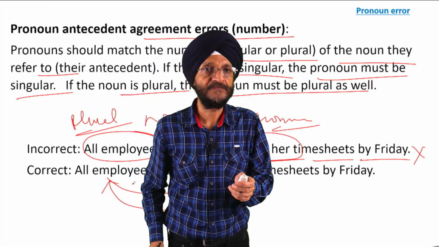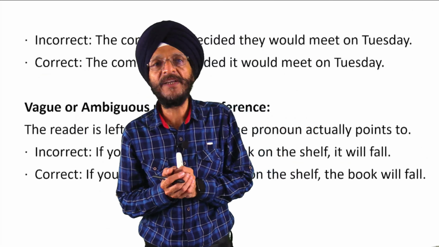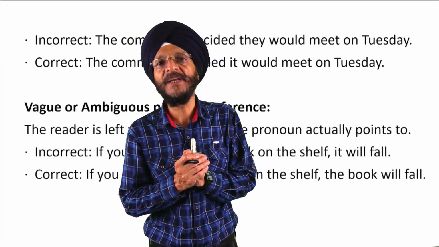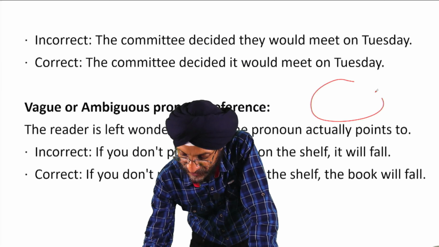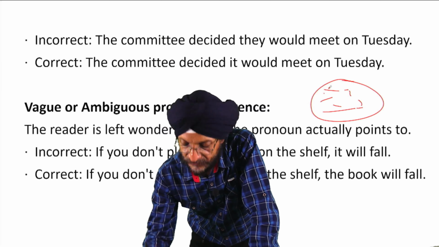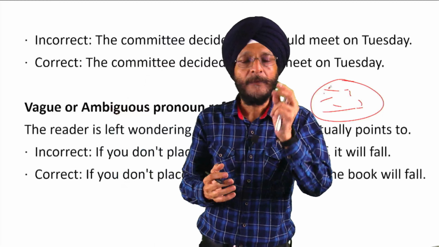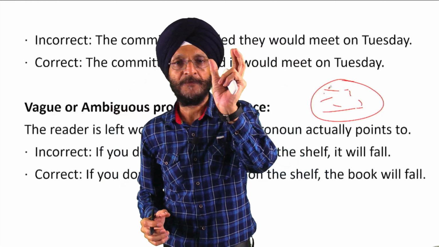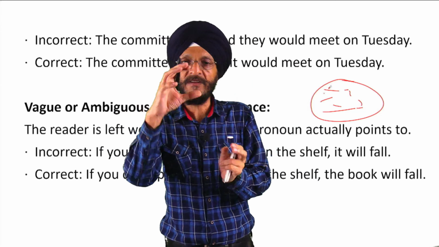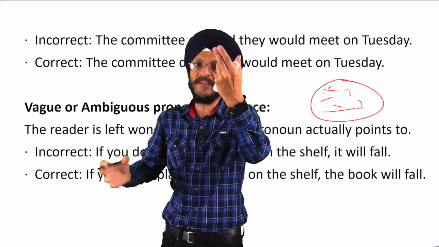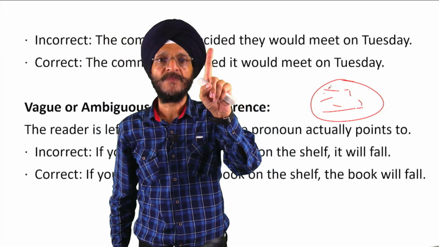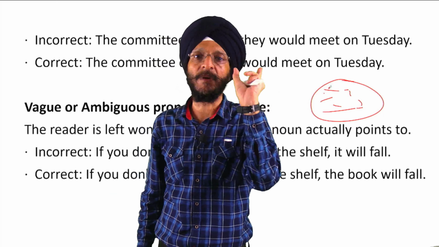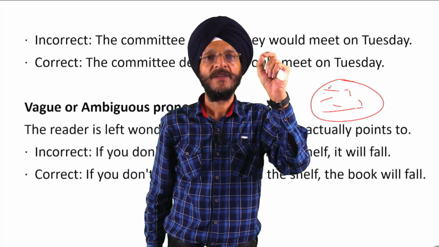Next is the committee decided they would meet on Tuesday. Committee means the committee members. It may be 5, 10 or any number, but it is to be treated as a unit. We are not to take individual members separately, saying there are 10 members so they are plural. No, the committee is one committee. It may have 10 members or 100 members. It is a single unit.